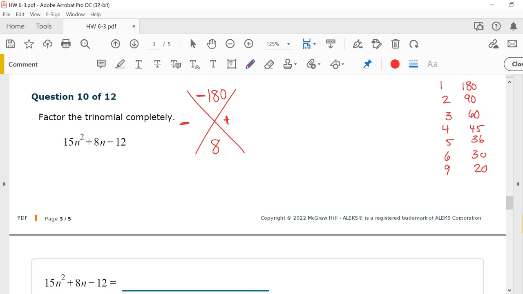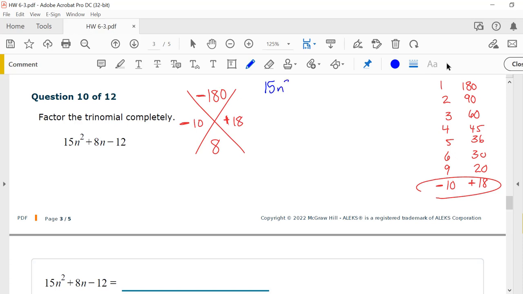10 and 18. Ooh, that looks promising. I want a positive 8, so the big one has to be positive, the little one has to be negative. That's it. Negative 10 plus 18. Okay, here we go.